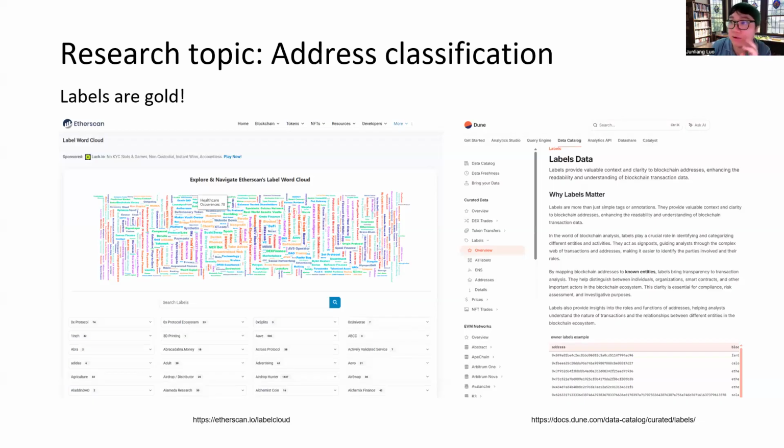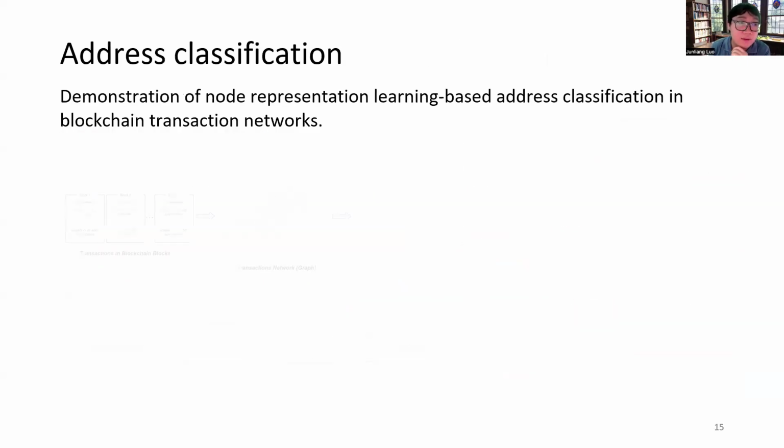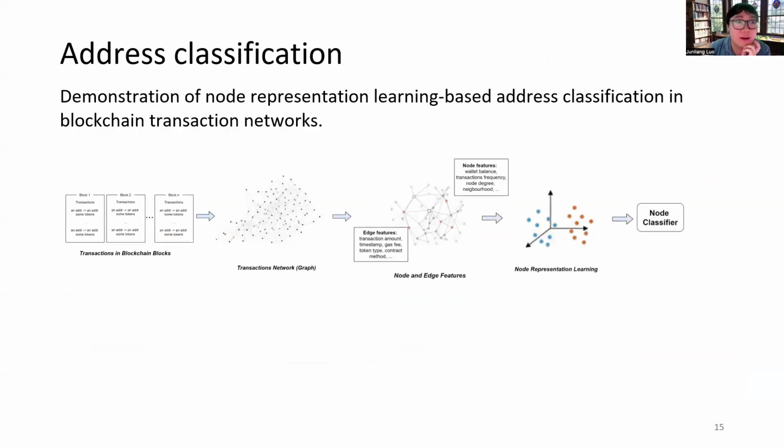And also there's one figure on the right. I feel like Dune's service is much better, not much better, but I prefer using that because there's a lot of labels and you can use SQL kinds of queries to query their database and get some of the labels they collected. And sometimes it's quite useful to get some insights into what's possibly behind these addresses. That's one research topic. And we can have something like graph-based representation learning on that.